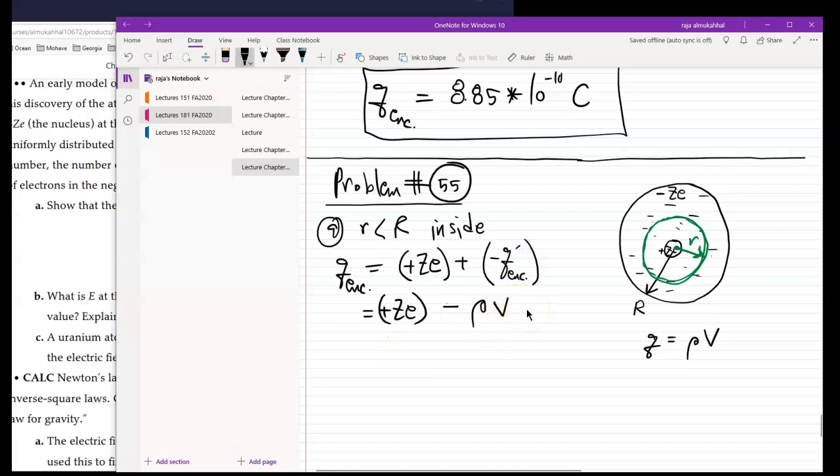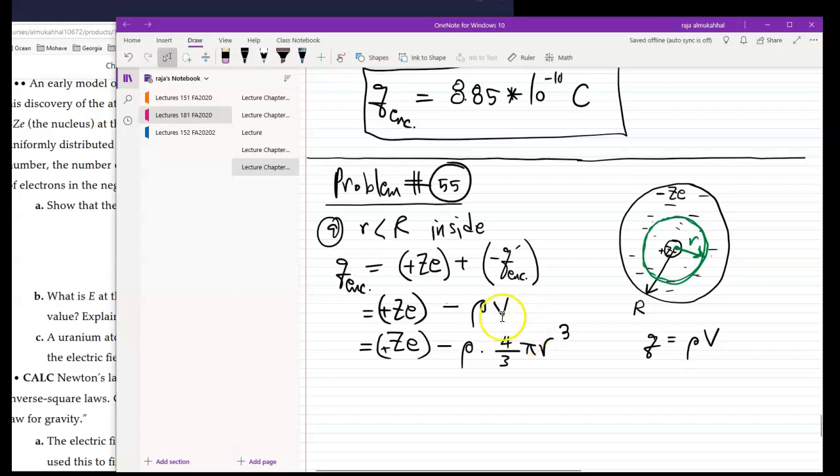Okay. V here is the volume of the Gaussian surface. So ZE minus rho, well, what is the volume? 4/3 pi r cubed, small r. So far so good? Okay.